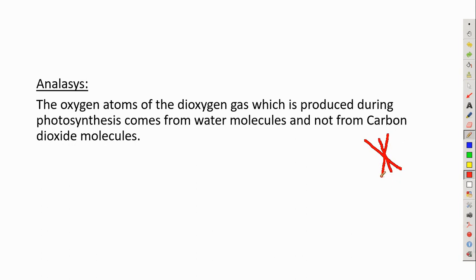as well as the understanding of Ruben and Kamen's experiments. So here we know that the oxygen atoms which are produced come from water. Okay, so we're still in the analysis part. We are now going to explain this using concepts from chemistry. So we're going to talk about oxidation and reduction. Here we go.